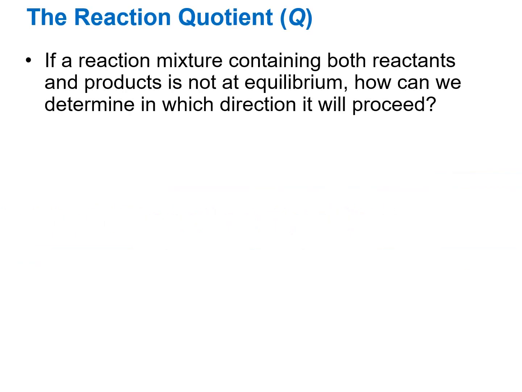So what if we have a reaction that's been going on for a while and we don't really know where we are? We don't know if we're still in the initial stages of reactants moving into products, or if we've already met that apex and now we're starting to see the reverse reaction take place, because that could be a possibility. Well, if a reaction mixture containing both reactants and products is not at equilibrium, the question becomes, how do we know which direction it will proceed?